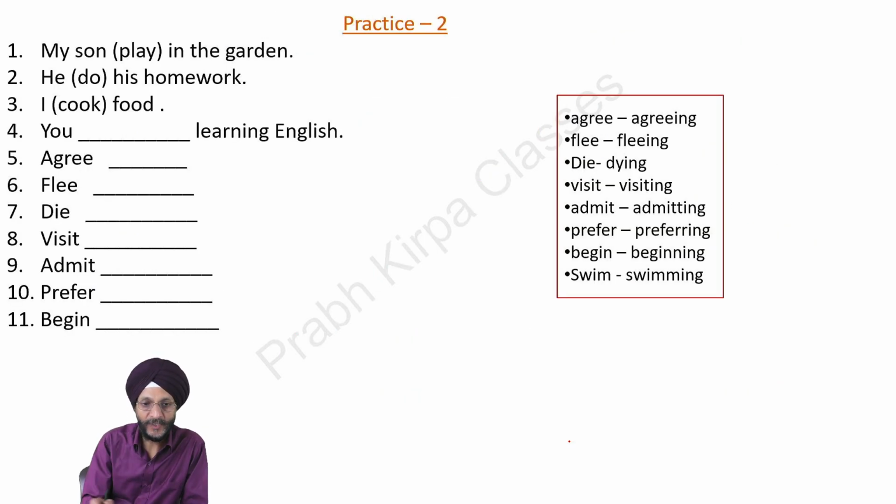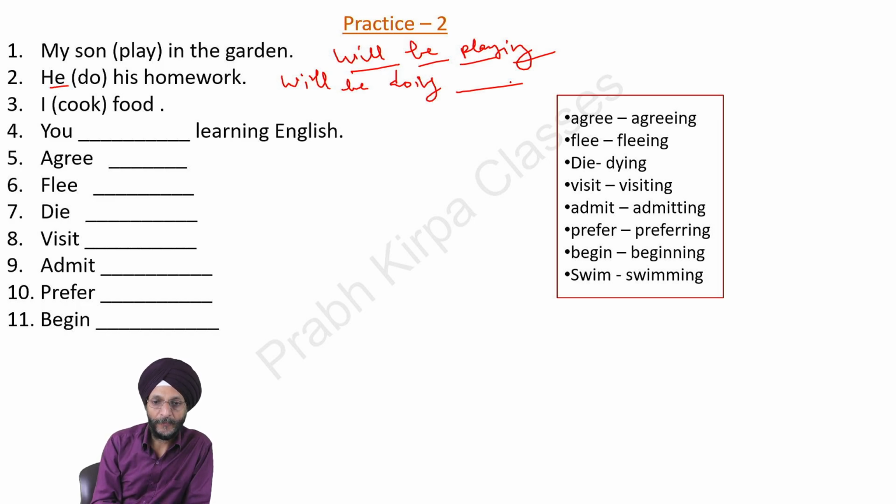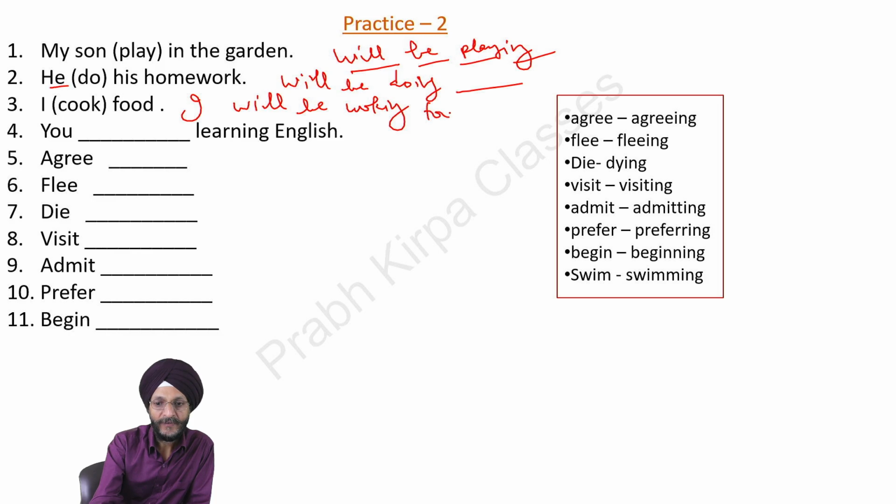Next comes practice 2. My son will be playing in the garden. What we have done is we have added will plus be plus the first form of the verb plus ing. He do his homework. He will be doing his homework. I cook food. It will become I will be cooking food.